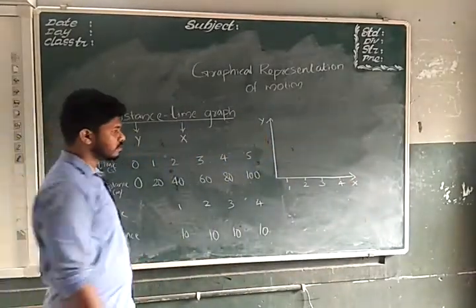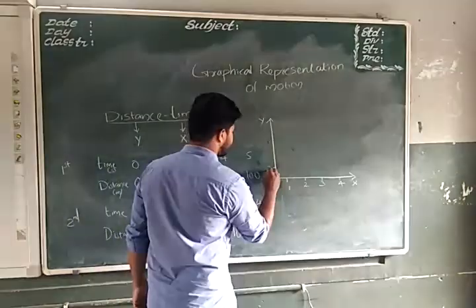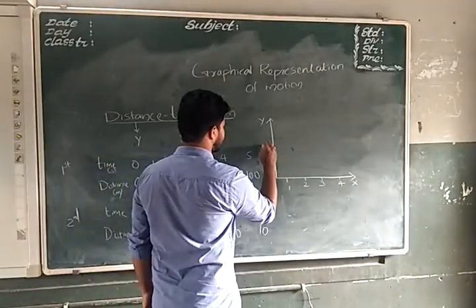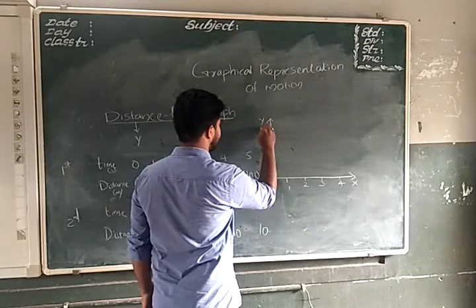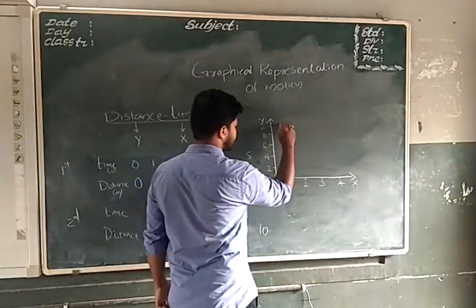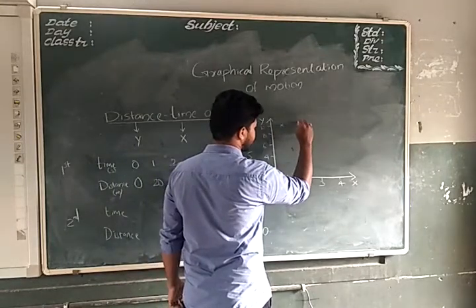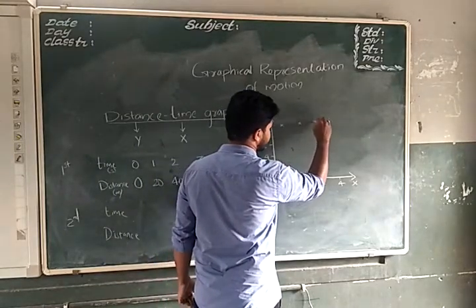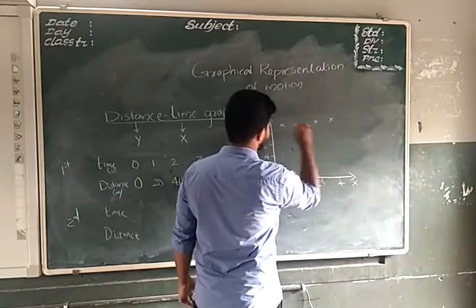Now the distance, we can write 2, 4, 6, 8, 10. So at the first second itself it is at 10. Second also it is at 10. Third also it is at 10. Fourth also it is at 10.